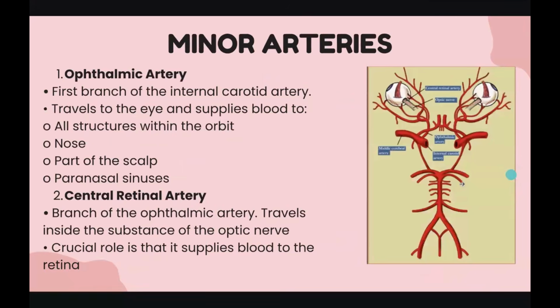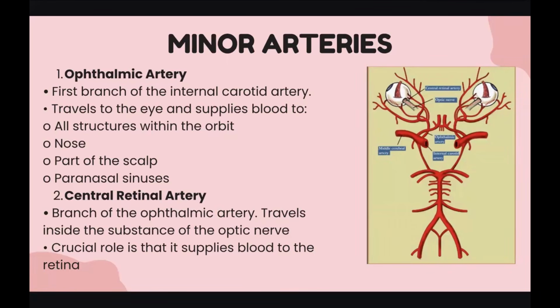Other minor arteries found in the brain, any that are not one of the three major, are the ophthalmic artery. Firstly, it's a branch of the internal carotid artery and it travels to the eye and supplies blood to all the structures within the orbit, as you can see, the nose, part of the scalp, and the paranasal sinuses.